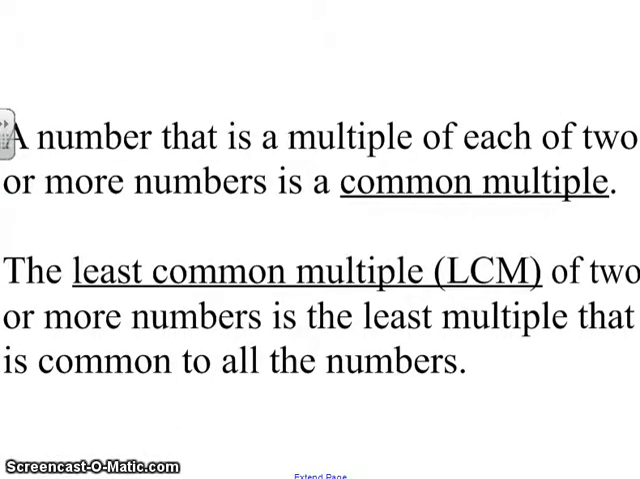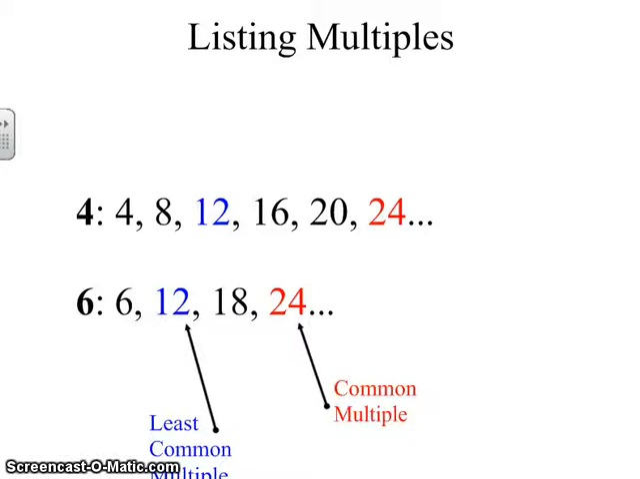Now that you know what a multiple is, we're going to be focusing on finding common multiples of two numbers. The one that we're really interested in knowing is the least common multiple. If I choose the numbers 4 and 6, the first thing I would do is start listing multiples. I would list a few multiples of 4, and then a few multiples of 6 until I find one that they have in common. They might have more than one in common.